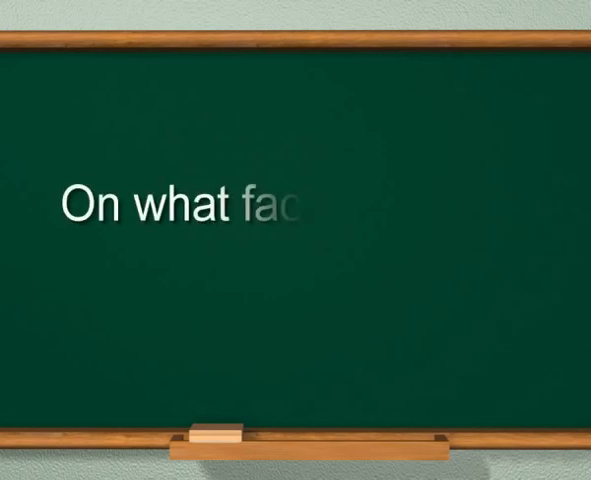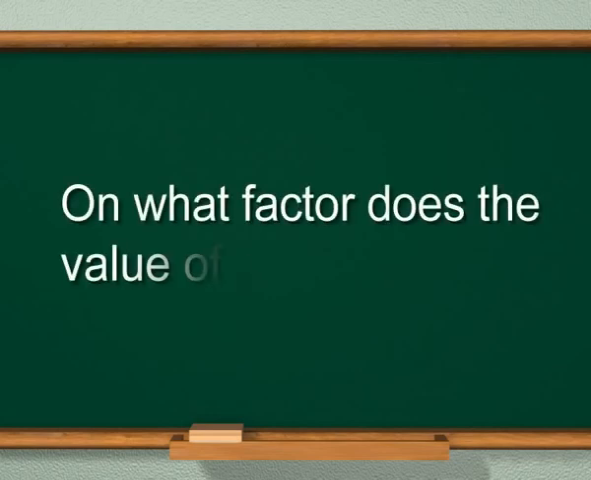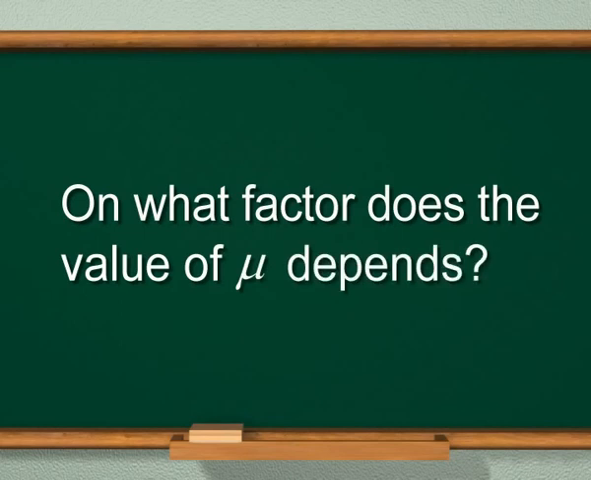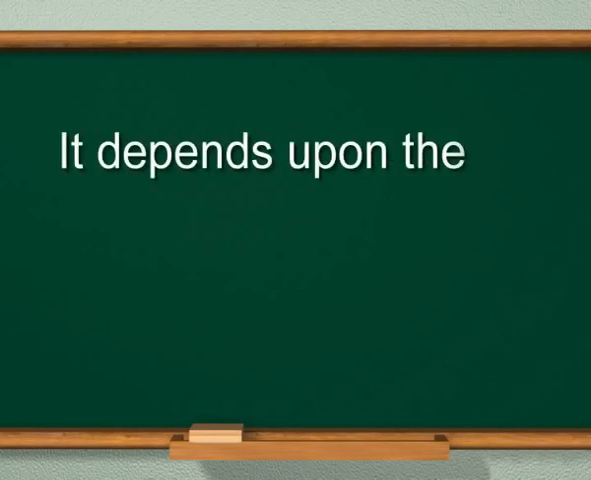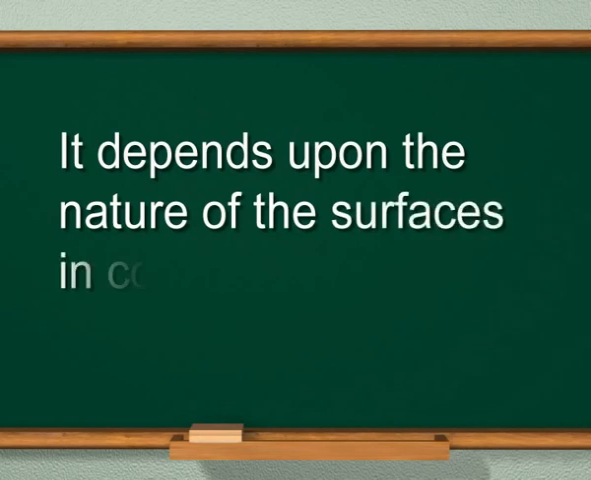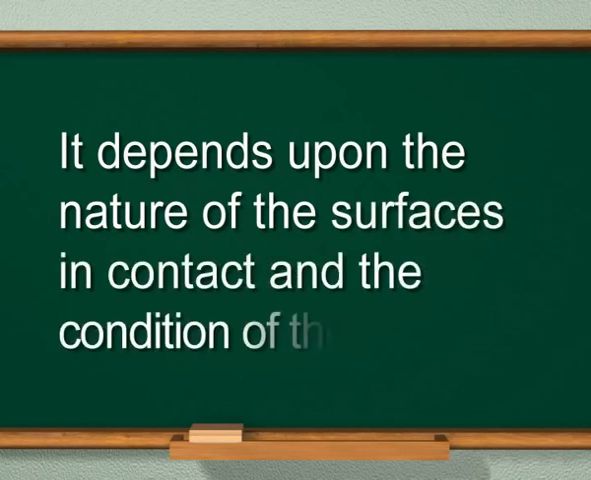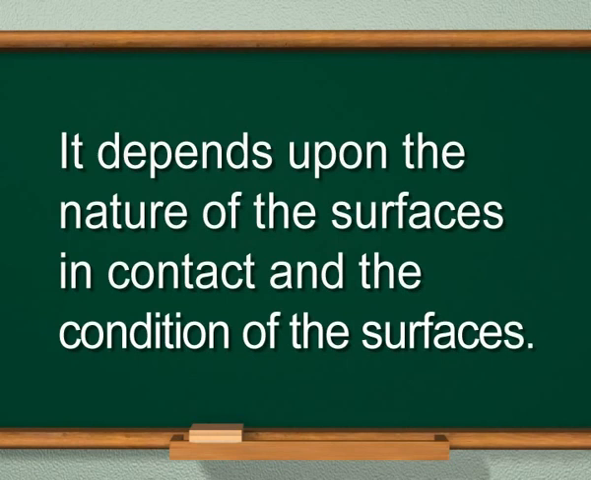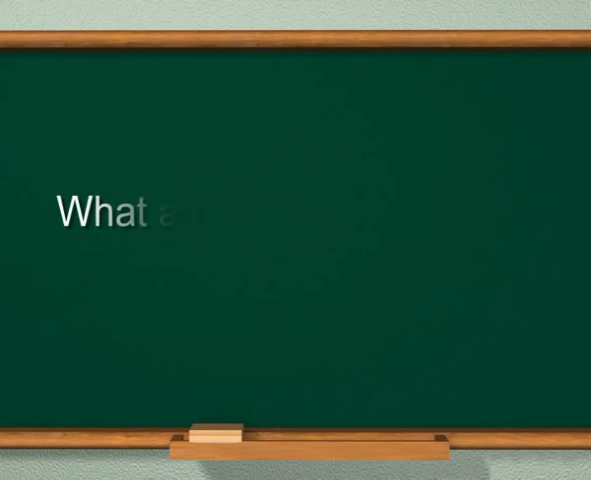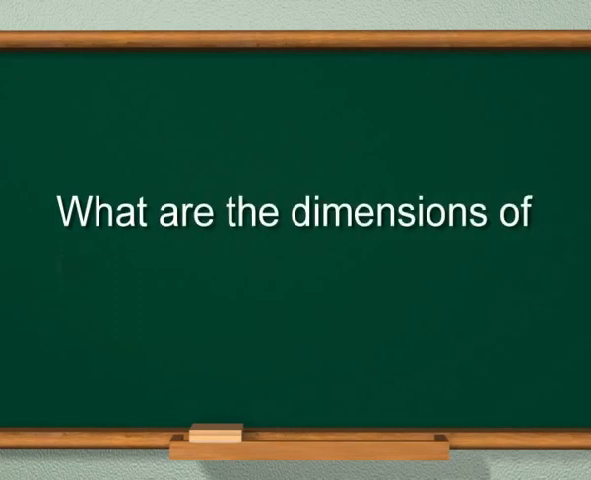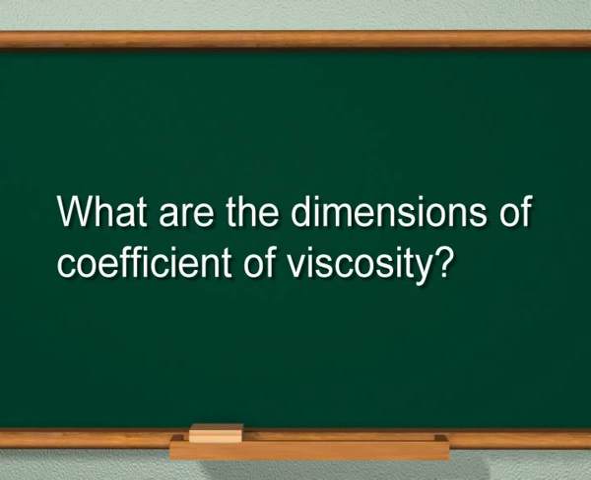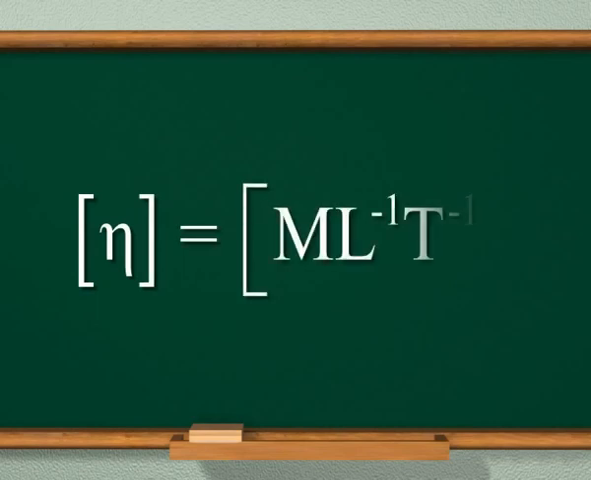The next question is, on what factors does the value of mu depend? The answer is, it depends upon the nature of the surfaces in contact and the condition of the surfaces. Another question is, what are the dimensions of coefficient of viscosity? The answer is, the dimensions of coefficient of viscosity are ML minus 1 T minus 1.